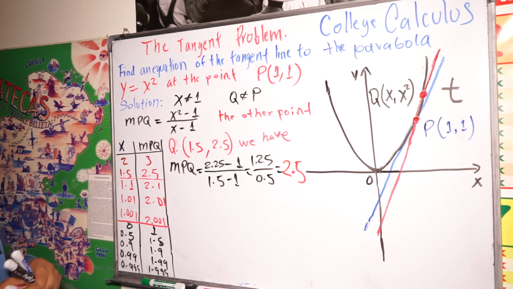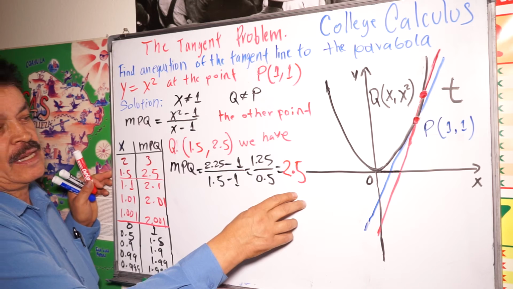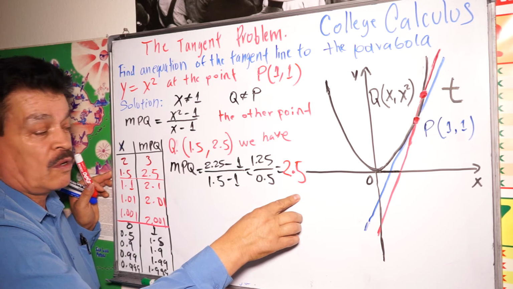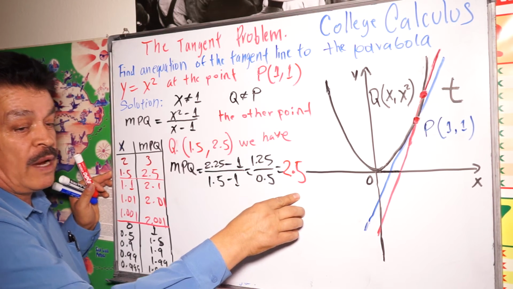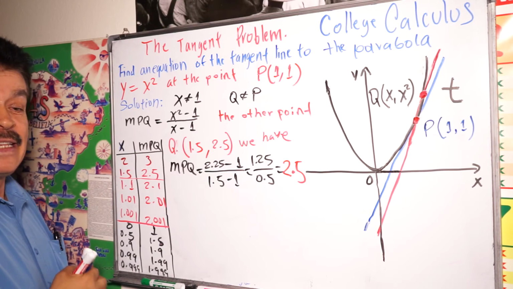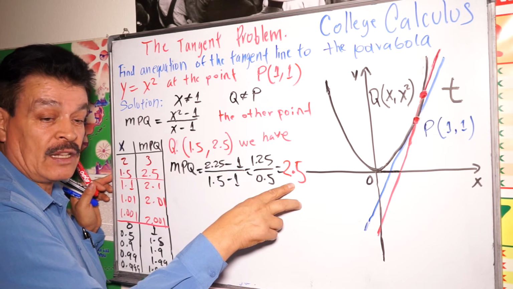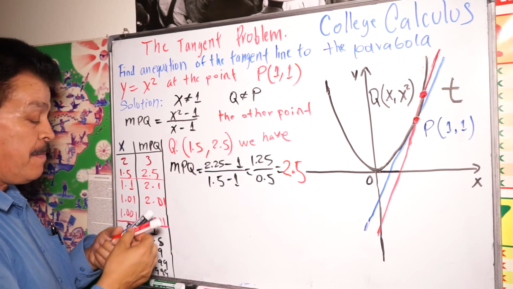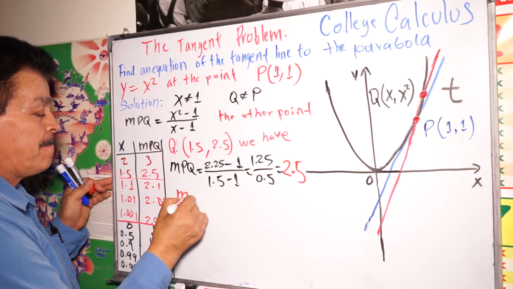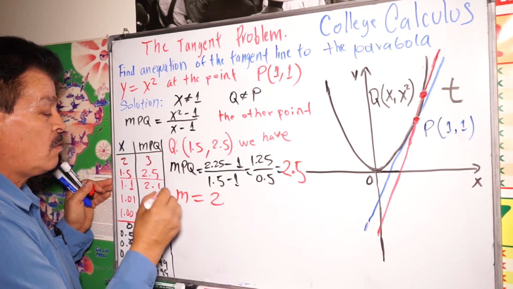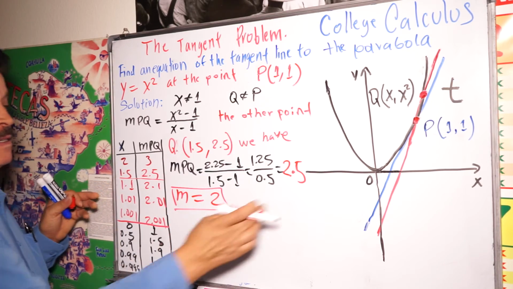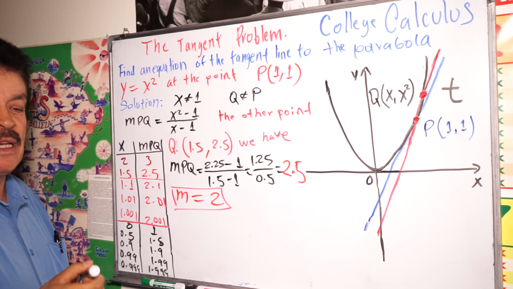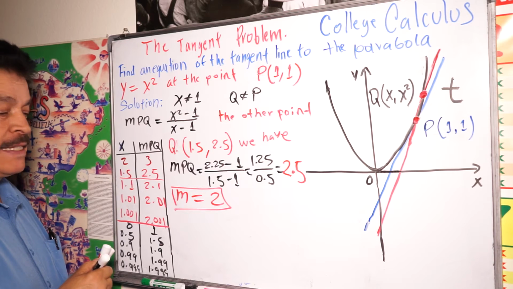See, it's 2.5, so I think the slope is getting closer to the number 2, right? This suggests that the slope of the tangent line should be m equals 2, because we are talking about a near point. So the slope of the tangent line is the limit of the slopes of the secant lines.